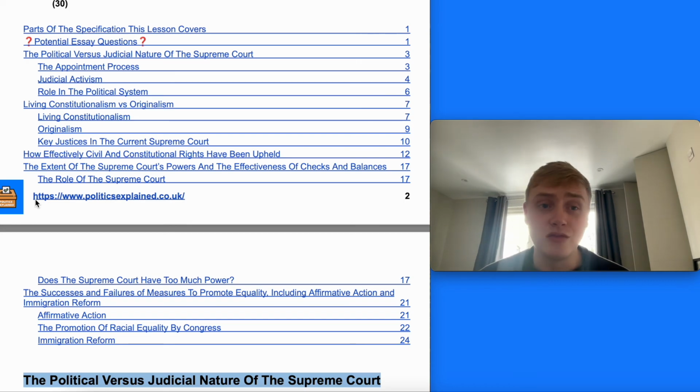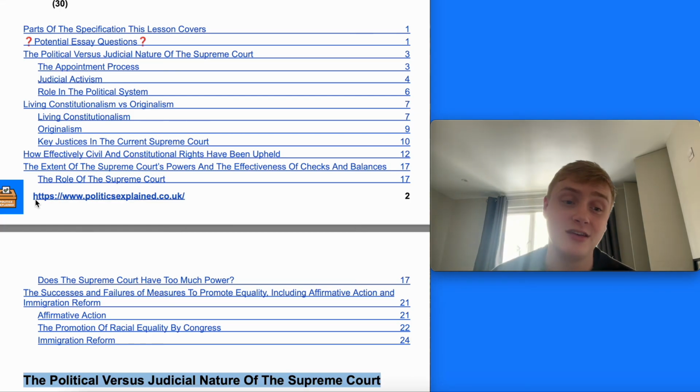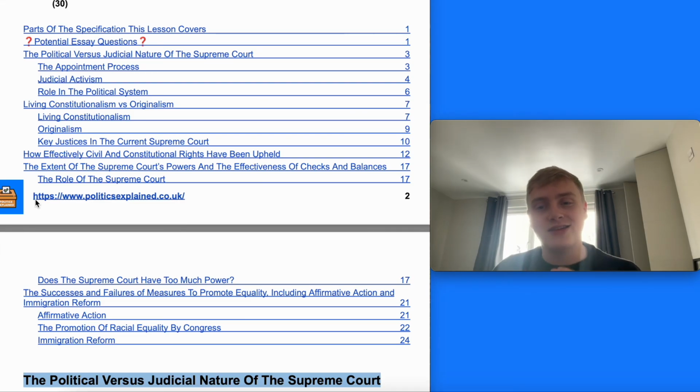So yeah, we've looked at the Supreme Court first of all. Is it a political institution? And building on this with living constitution versus originalism, and also does it have too much power and the role of the Supreme Court? And finally, the measures on affirmative action and measures to promote equality and civil rights. We've had a look at a lot in previous videos, but it replaces and shows how these can be used as arguments in essays. Whilst we also had a final look at immigration reform, which hadn't been introduced in previous videos.